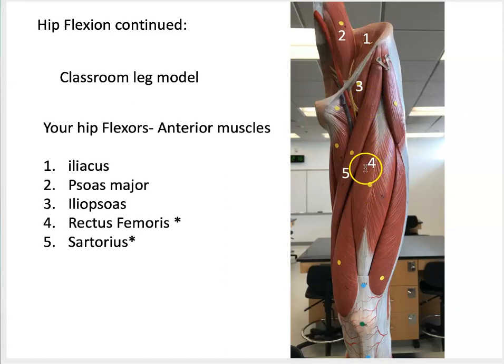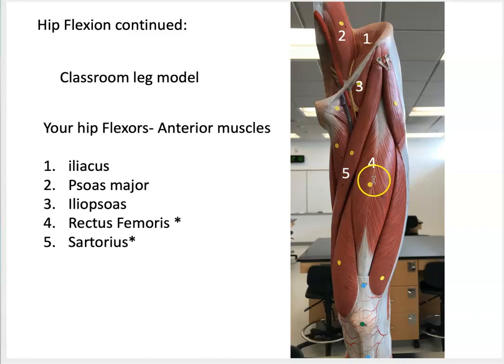And then we have this muscle, muscle number 4, rectus femoris. Now rectus femoris also crosses two joints. That's why he's starred also. He is crossing the hip joint and he is crossing the knee joint. Rectus femoris is part of our quads. We have 4 quad muscles right up front, but rectus femoris is the only quad muscle that crosses the hip joint too.